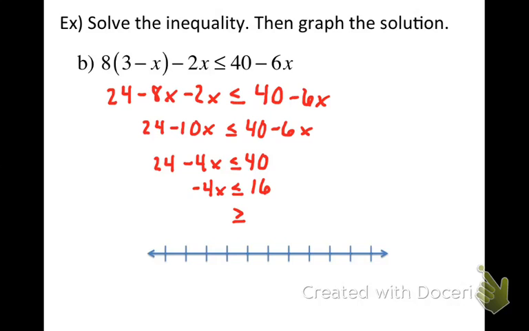Well, then negative 4x divided by negative 4 is positive x. And 16 divided by negative 4 is negative 4. So there's our solution set. Let's go ahead and graph it. And there we go. We highlighted all the numbers greater than or equal to negative 4, including negative 4 itself, right? That's solving inequalities. Now for a word problem.